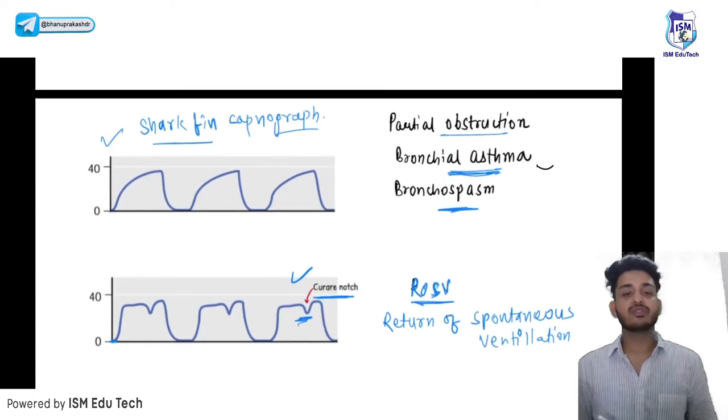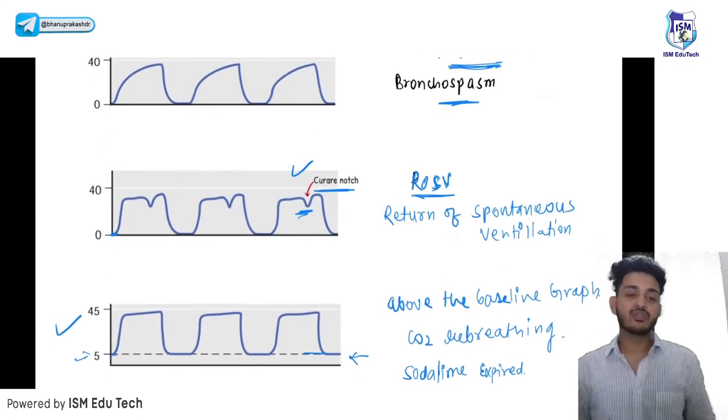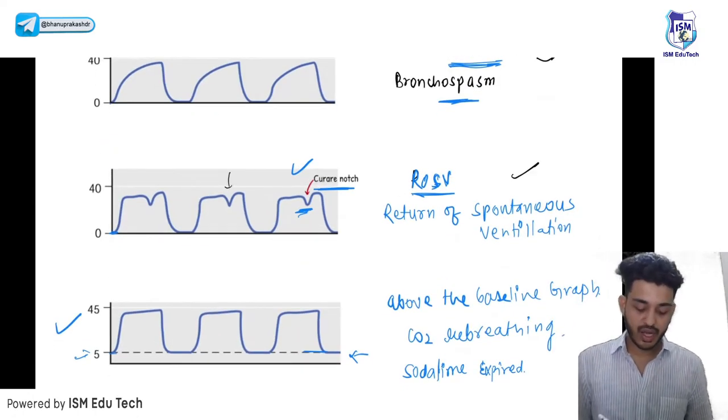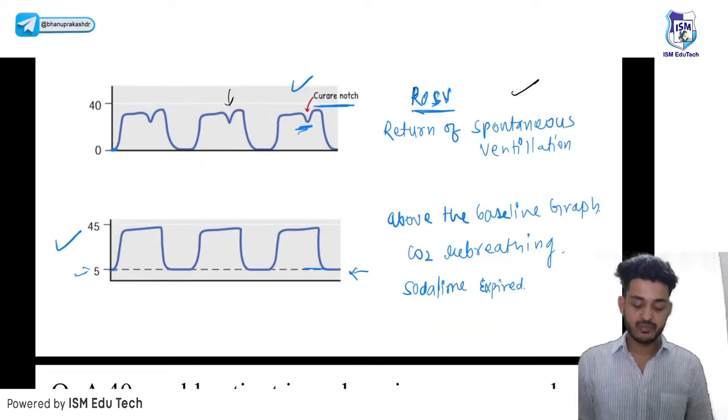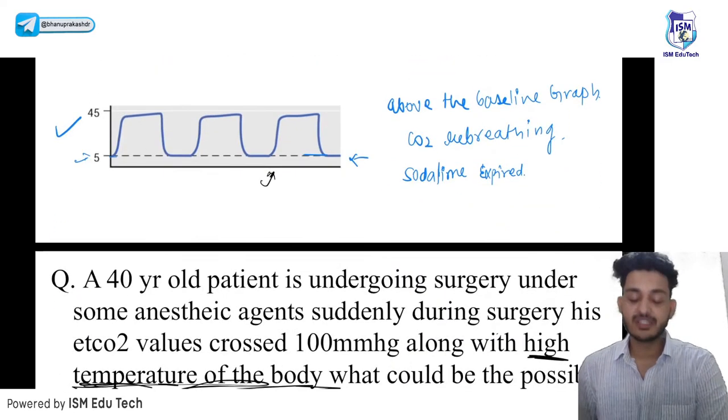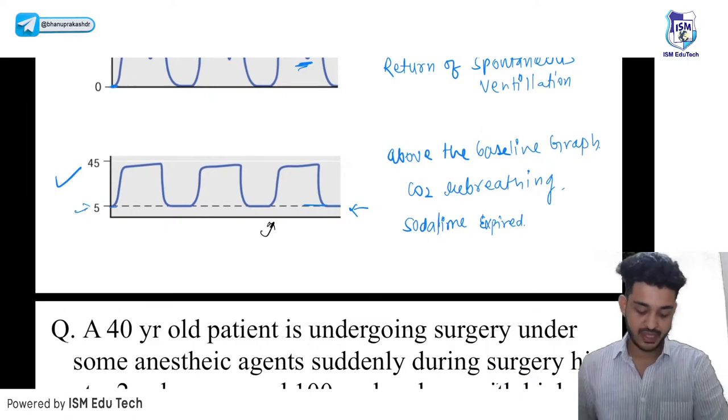Shark fin pattern in bronchospasm, return of spontaneous ventilation will be curare cleft, and the last one will be CO2 rebreathing.